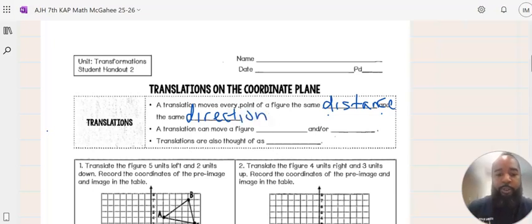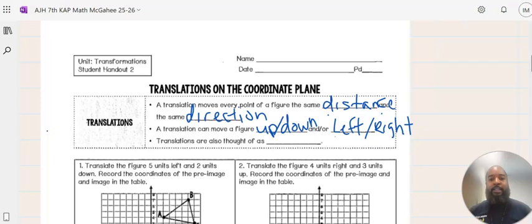They can be moved horizontally or vertically. I'm going to write up and down, or left and right. And they can be thought of as slides. I'm not going to be using the word slides in this video. I'm going to use the word translations because that's what they are, right?